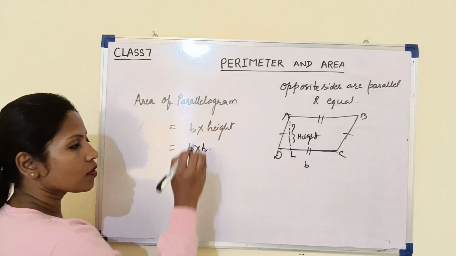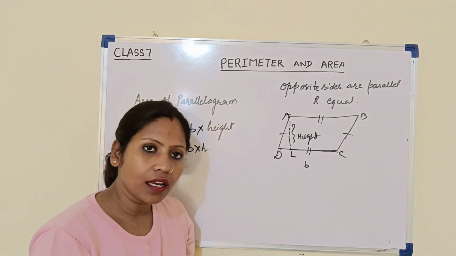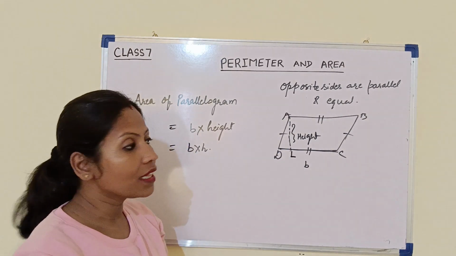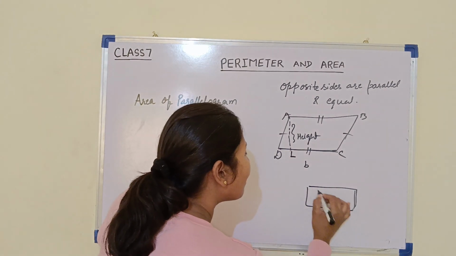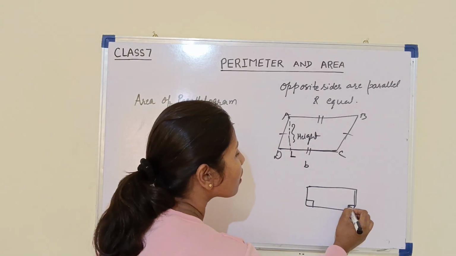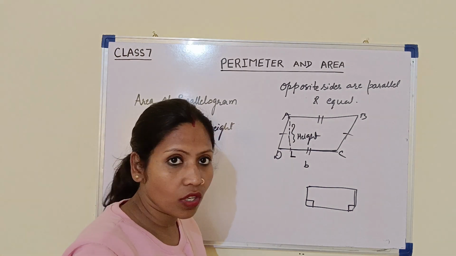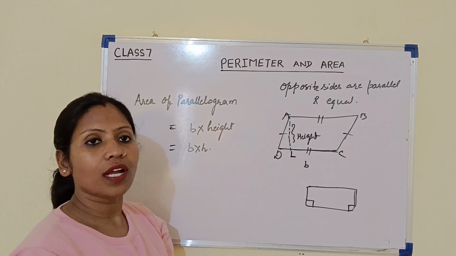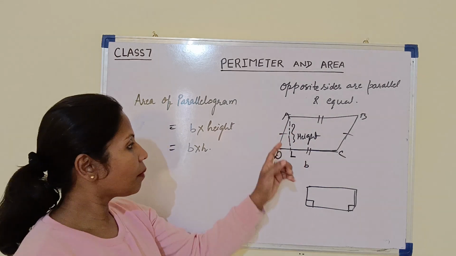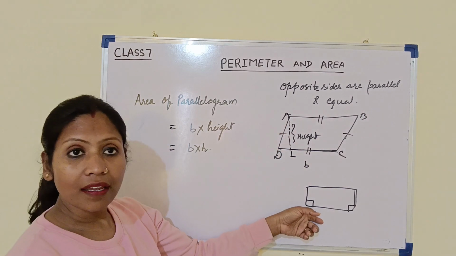So area will be base into height, b into h. Okay, same like a rectangle, like length into breadth, but in the rectangle the sides were perpendicular to each other. यहाँ पे सब 90 डिग्री बनाता था तो हमें perpendicular draw करने की जरूरत नहीं पड़ती थी क्योंकि यहाँ पे already perpendicular है. लेकिन parallelogram में perpendicular नहीं होता है, और यदि perpendicular होगा then that will be rectangle.